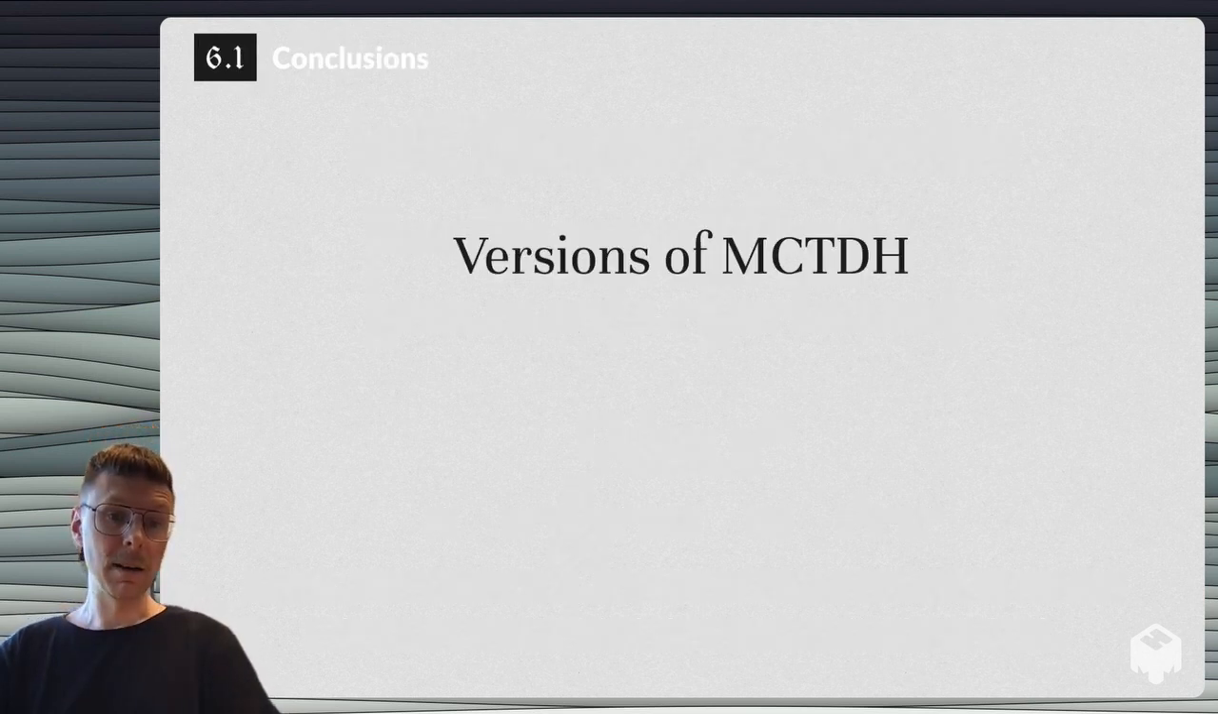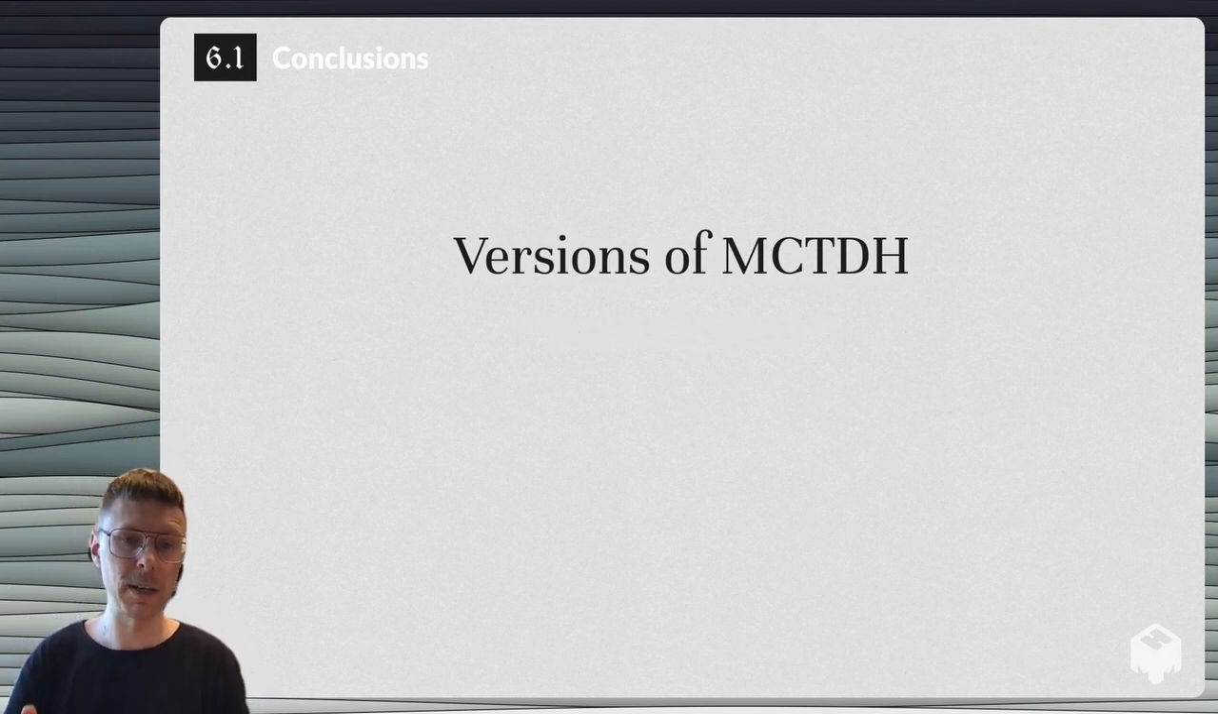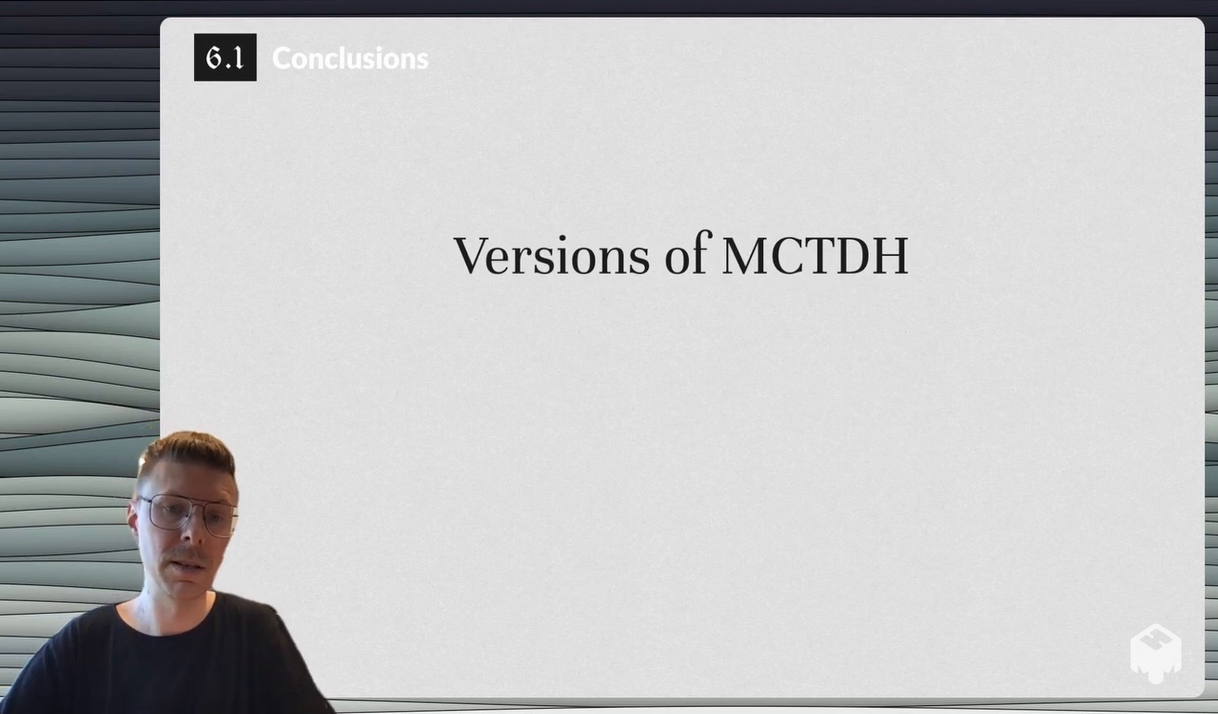So that's it. There are some versions of MCTDH that I can mention. What I've discussed so far is when you want to do time evolution for nuclear coordinates, basically doing chemistry with this method. But this method is also used for things like Bose-Einstein condensates and other kinds of systems.